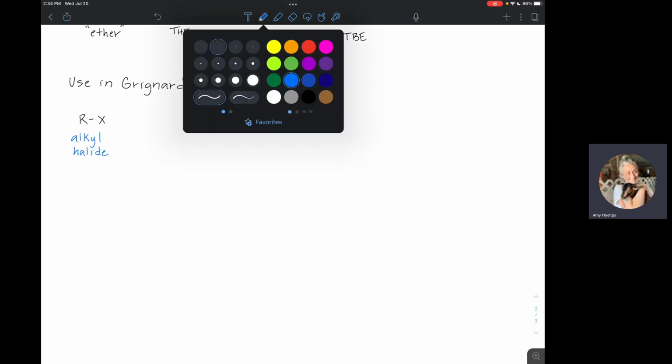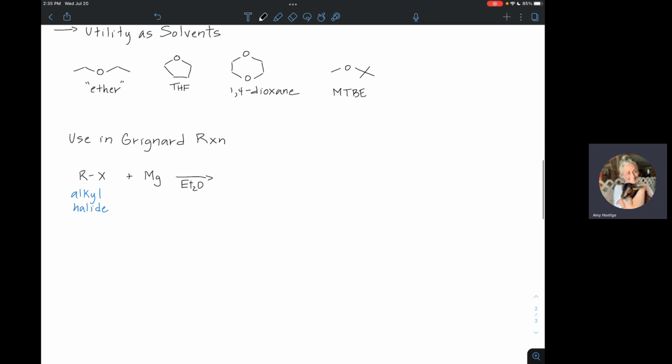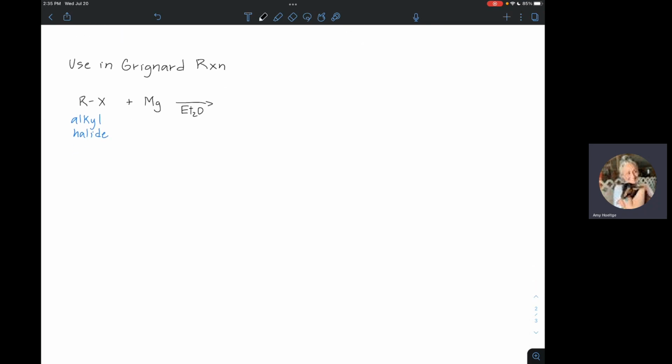So usually X is our little slang symbol for a halide, right? And we're going to allow this to react with solid magnesium, so magnesium turnings or magnesium shavings or something. And we're going to allow this to react in anhydrous ether. Diethyl ether is often written like that, Et2O. Et is the abbreviation for ethyl. You could do it in THF, any one of these solvents, right? But diethyl ether is pretty cheap, right? Easy to come by.